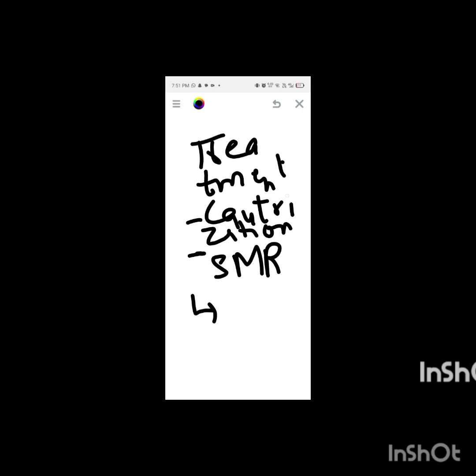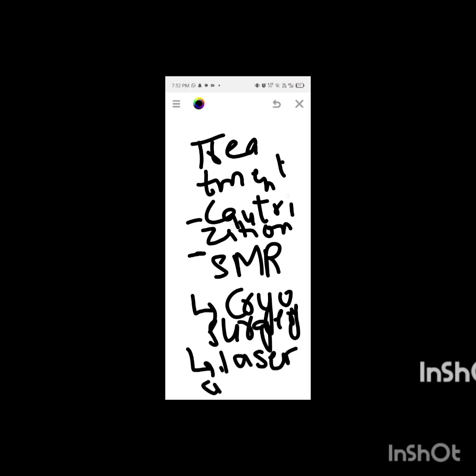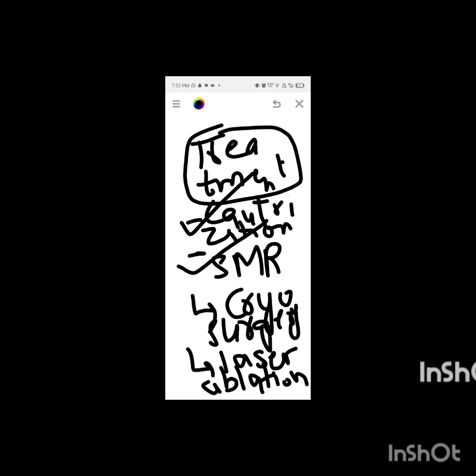Then cryosurgery or through laser ablation. We remove them. Basically, the turbinates are very large. We remove them by different methods such as cauterization, SMR, submucosal resection, cryosurgery, and laser ablation.